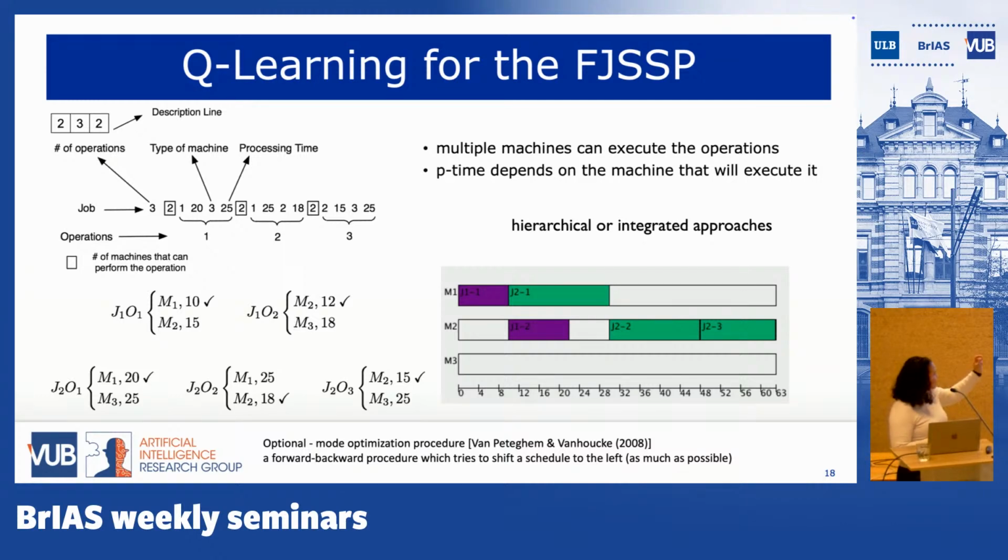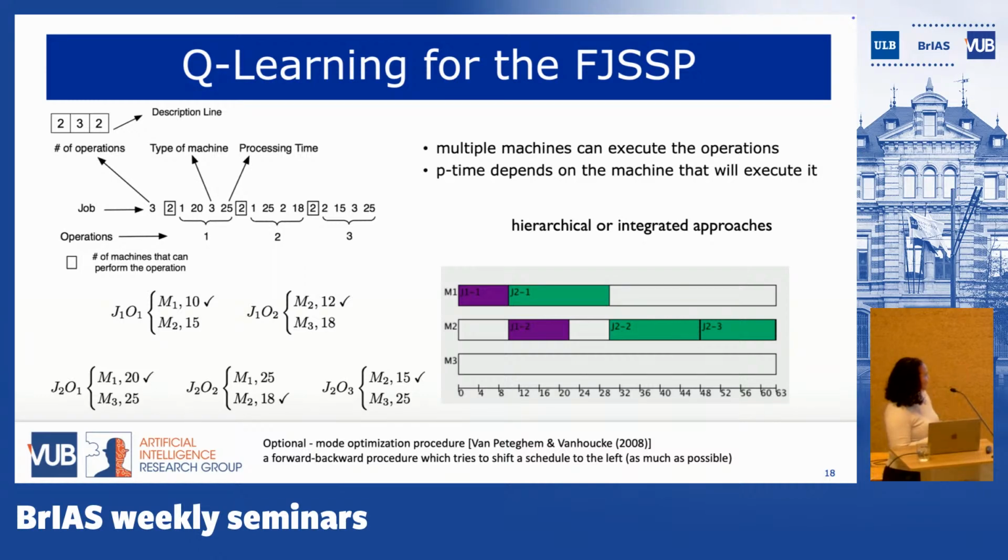So for each operation, we have alternatives. Okay, so multiple machines can execute the operations, and the processing time will depend on the resource. That's the main idea in this kind of problem. According to the literature, we have two alternatives here. We can either solve it by using hierarchical or integrated approaches. Basically, the difference is you take into account both things at the same time. So you assign the machine and do the scheduling, or you do the routing first. So for each operation, you decide who is going to execute it, and then you have just a typical scheduling problem like the one I explained before.